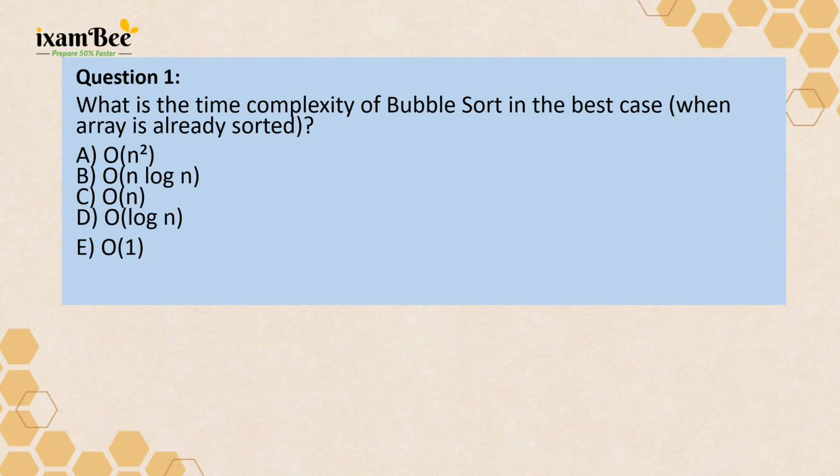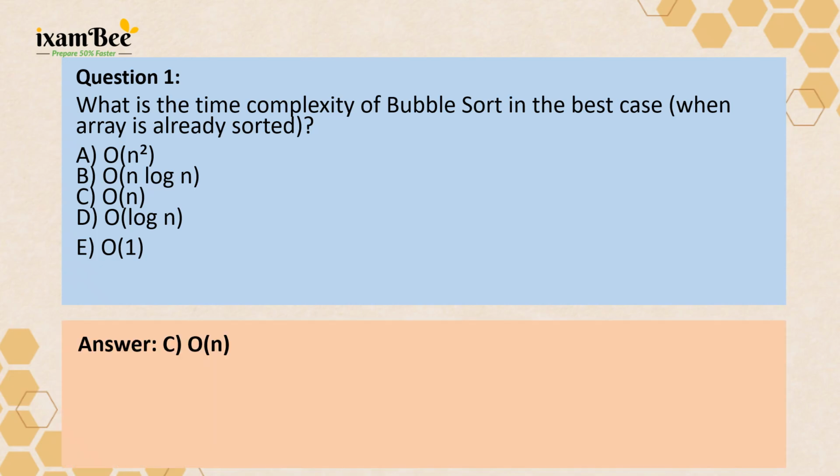The first question is, what is the time complexity of bubble sort in the best case when the array is already sorted? If the array is already sorted, then the bubble sort algorithm will have a time complexity of big O n. So the answer is C, of the order big O of n.